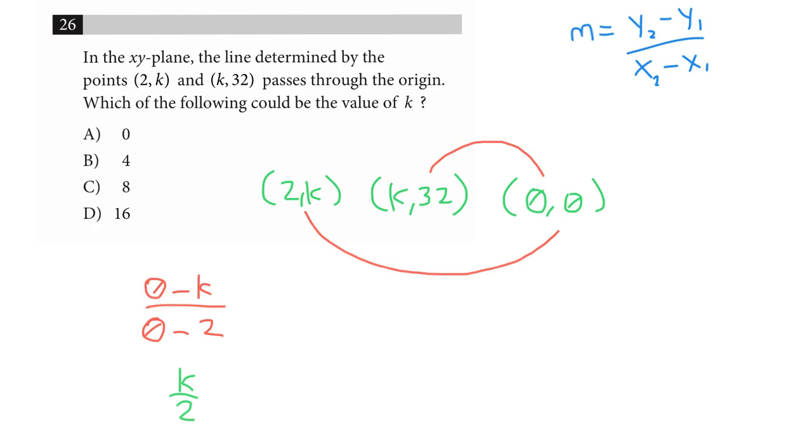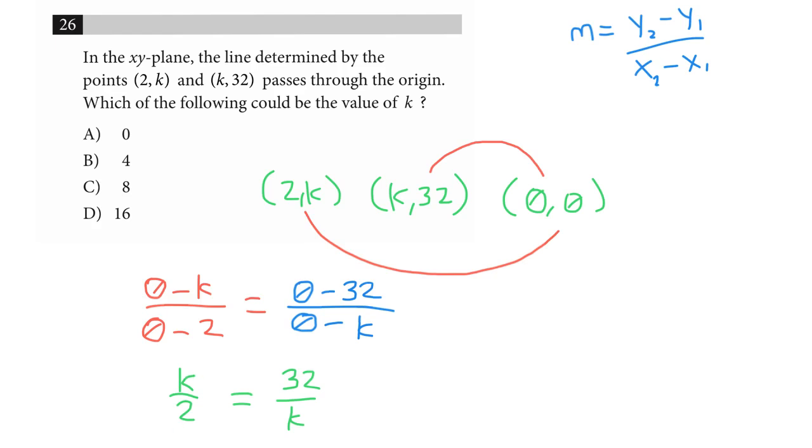And what we're going to do is set that equal to the slope between these. So this would be x1, y1. This will be x2, y2. So similarly, I'll write 0 minus 32 all over 0 minus k. And what this turns into is really a negative 32 over a negative k, which is really going to be 32 over k, right? So this slope equals this slope. So you have an equation, finally, that enables you to solve for k.